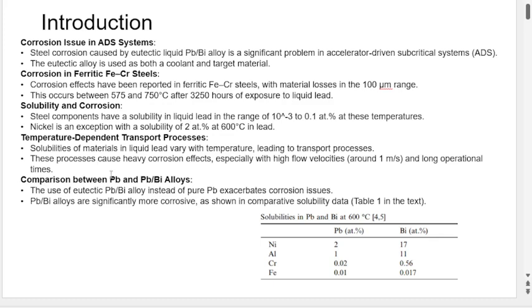And then comparison between Pb and PbBi alloys. The use of eutectic PbBi alloy instead of pure Pb exacerbates corrosion issues. It means that utilization of PbBi increased the corrosion issue. PbBi alloys are significantly more corrosive, as shown in comparative solubility data, this table.